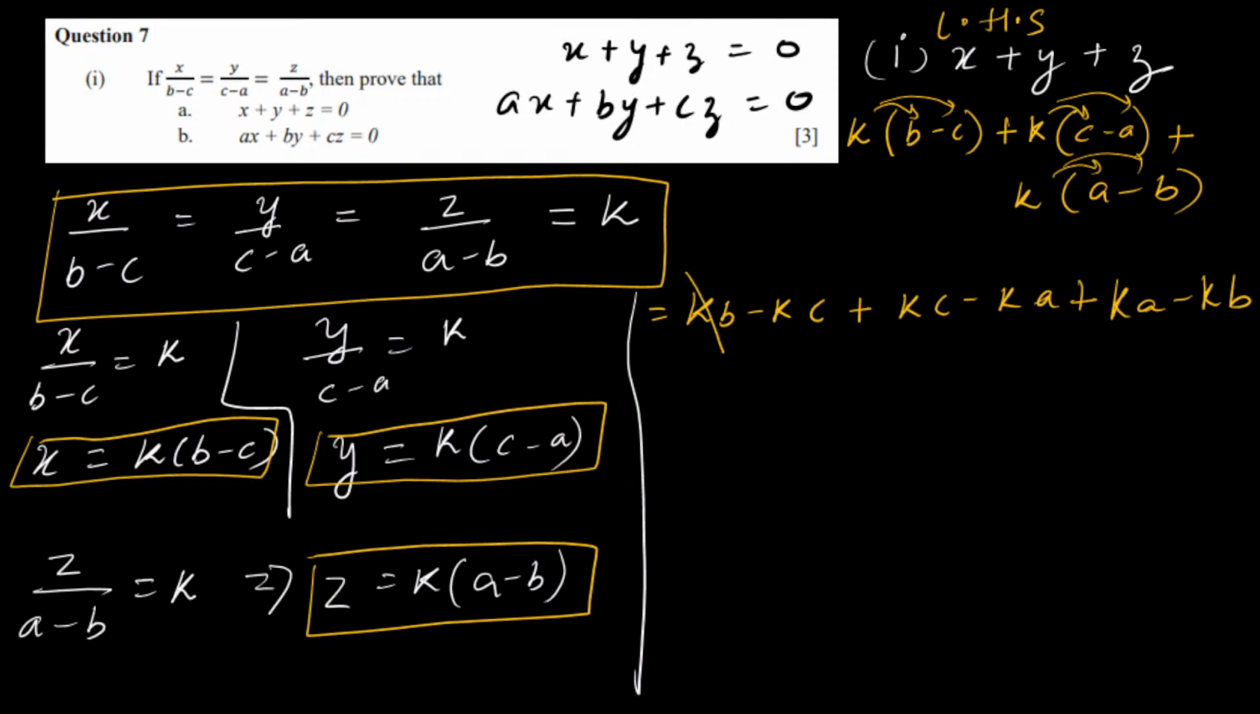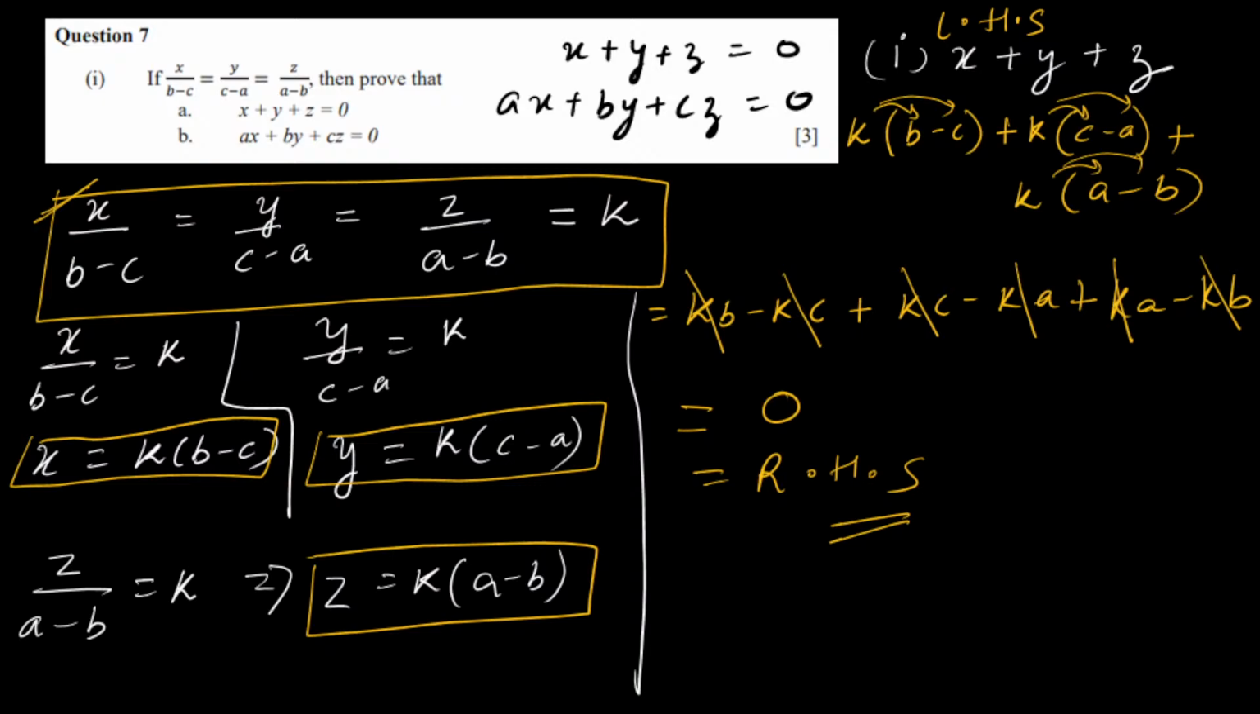Here plus kb and minus kb will get cancelled. Minus kc and plus kc will get cancelled. And minus ka plus ka will get cancelled. So everything got cancelled and we are left with 0, which is equal to the right hand side also. This was the main trick in this question. We are left with only 0, which we had to prove. Left hand side x plus y plus z is 0, right hand side is 0. That's what we had to prove.